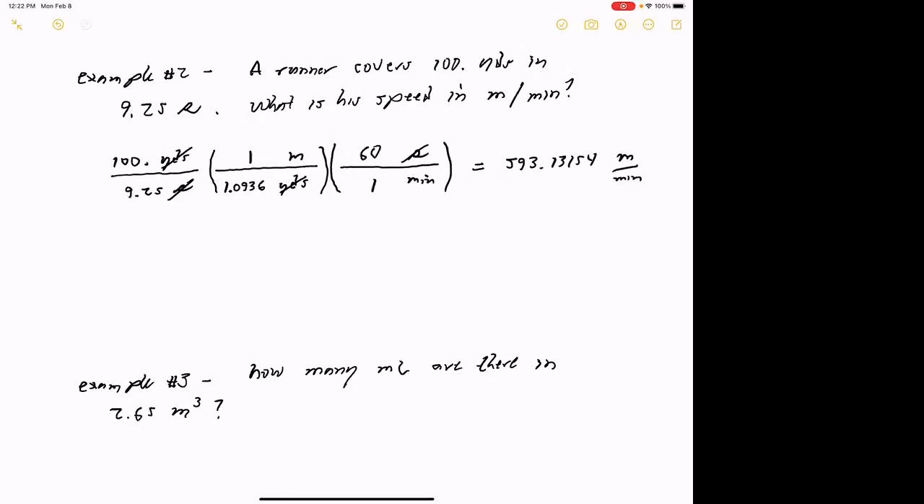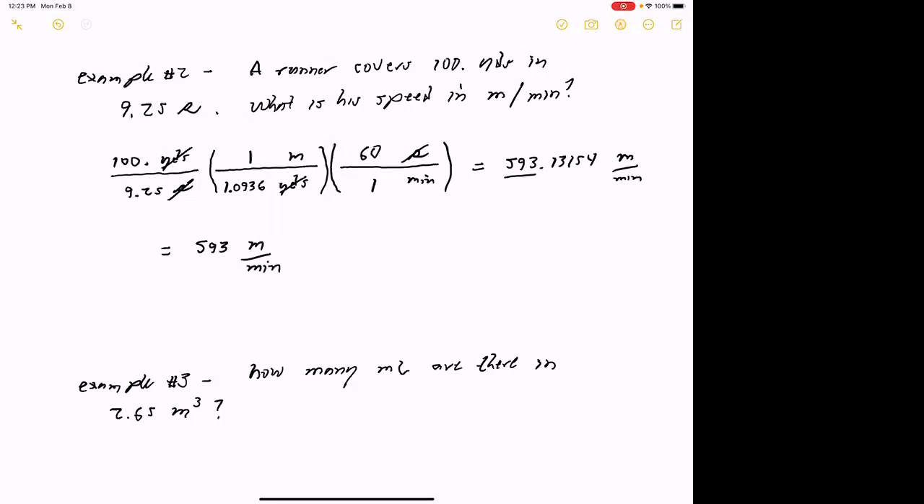You guys already told me that the 100 yards, because of the decimal point, has 3 sig figs in it. The 9.25 also has 3 sig figs in it, and I'm multiplying and dividing. So how many sig figs should be in my final answer? 3. Very good. A lot of times I'll underline to show which digits are significant. Then if I wanted to rewrite that, I'd look to the right of the decimal point. I have a 1 there, so I don't have to round up. So I would call that, to proper sig figs, 593 meters per minute.